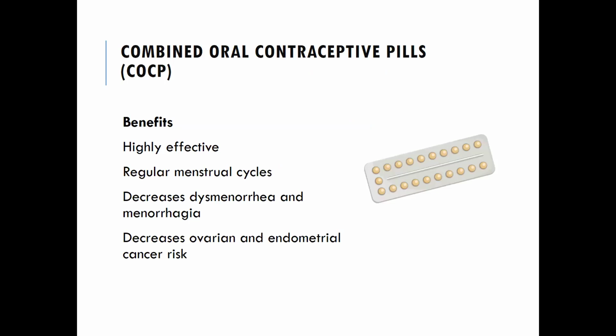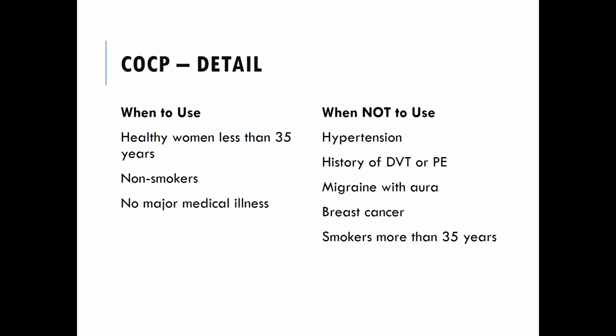They regulate the menstrual cycles as well as decrease the dysmenorrhea and menorrhagia, decrease ovarian and endometrial cancer risk, and some breast diseases as well like fibroadenoma and fibrocystic diseases. Use when the woman is healthy, less than 25 years, a non-smoker, and there is no major medical illness.